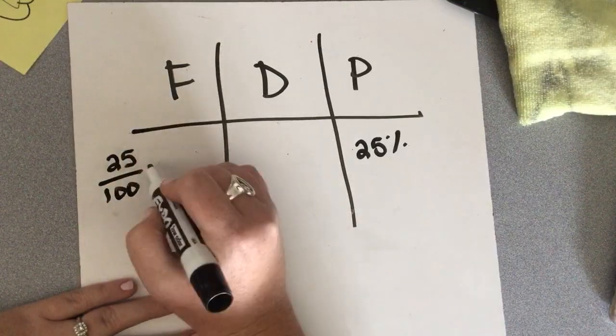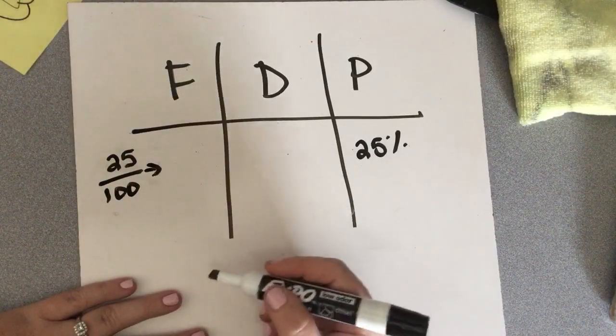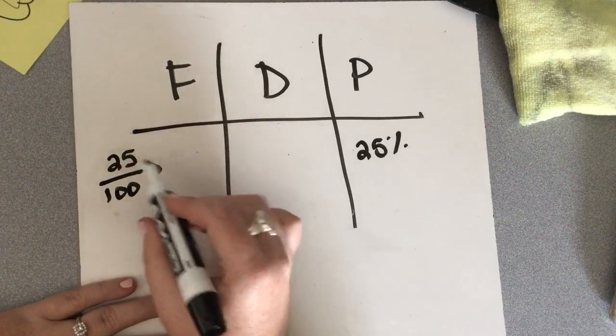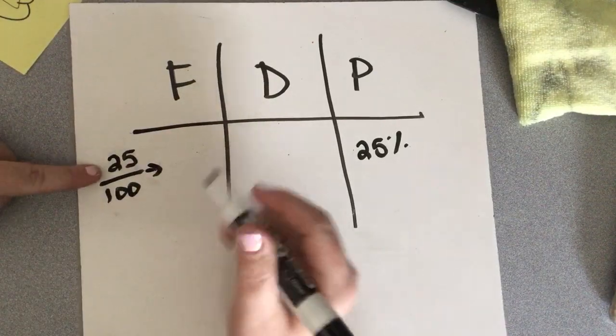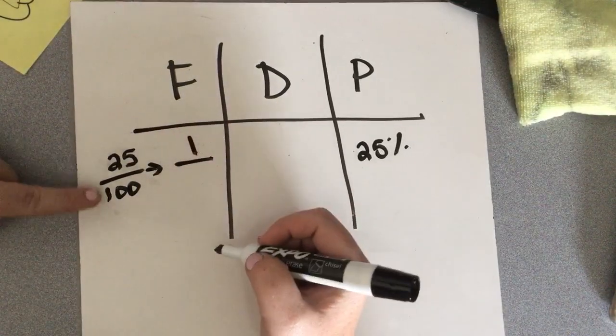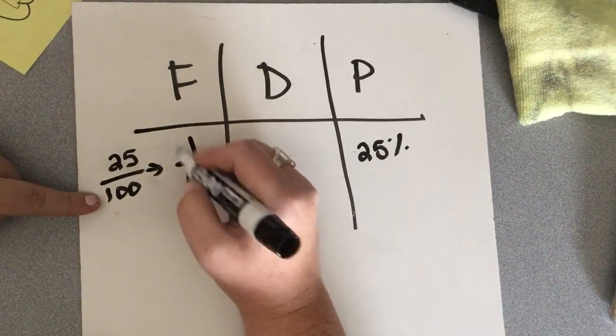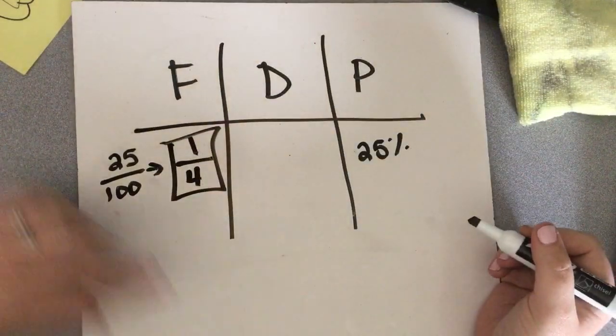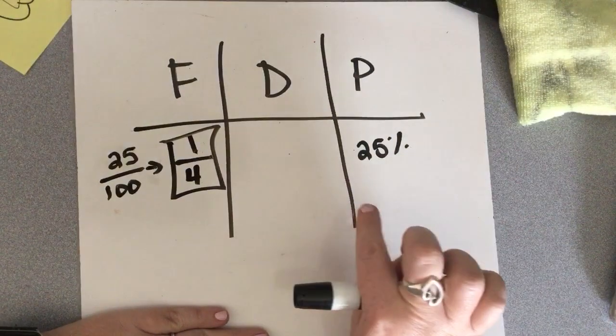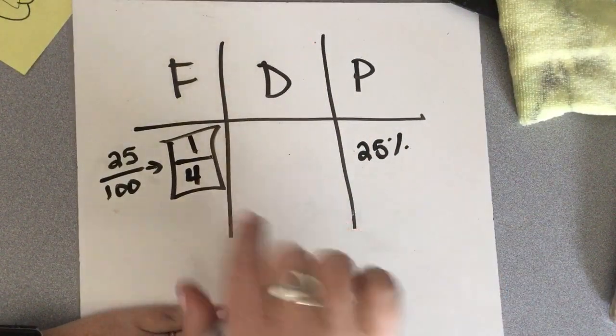And then in order to simplify that, I have to divide the top and the bottom by the same number. And I can divide the top and the bottom by 25. So 25 divided by 25 is 1. 100 divided by 25 is 4. There's my fraction.